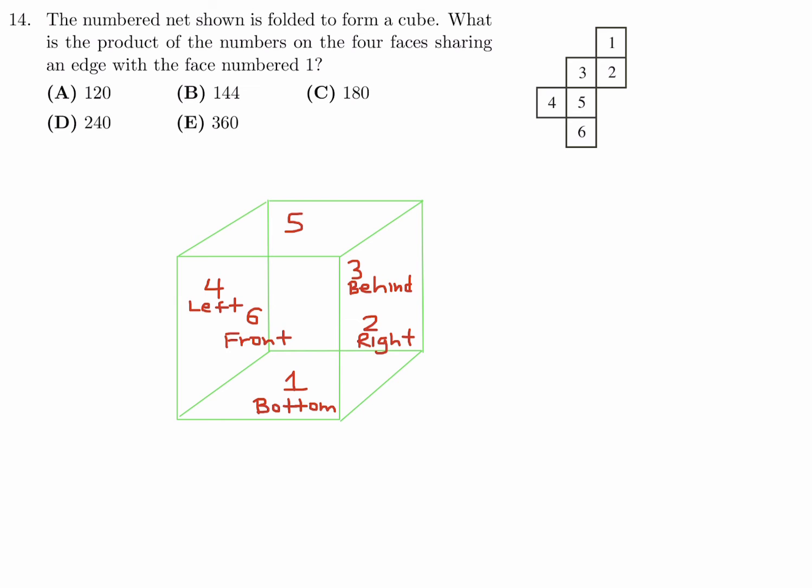So what are the 4 numbers that share an edge with the 1? Well, everything shares an edge with the 1 except the 5. So this shares an edge with 4, 6, 2, and 3. They want the product of those numbers. So 4 times 6 times 3 times 2 is what they are asking. And that is 144. So number 14, the answer is B.